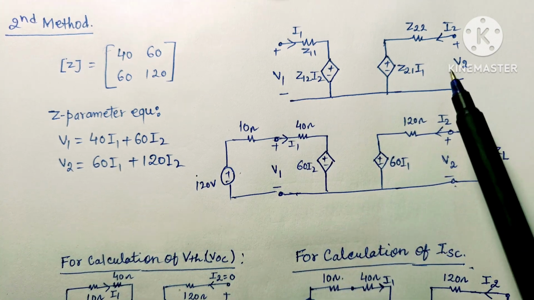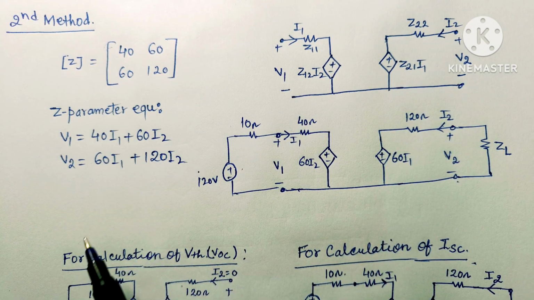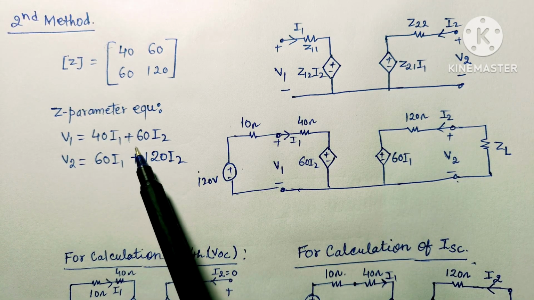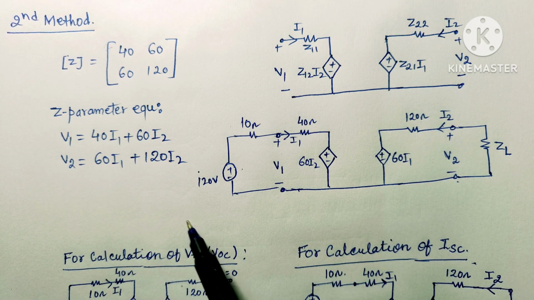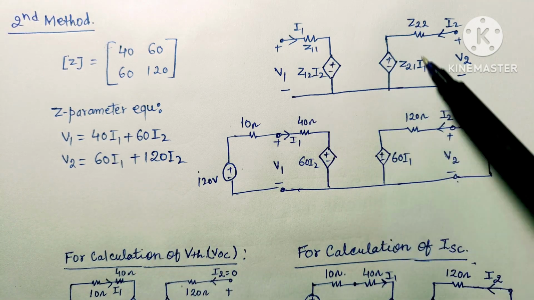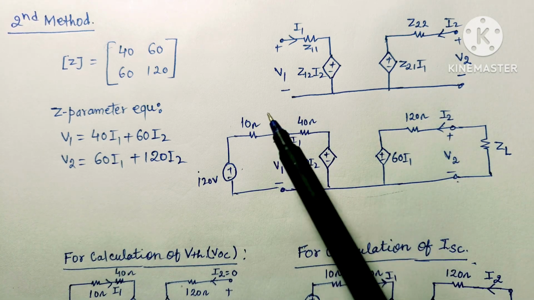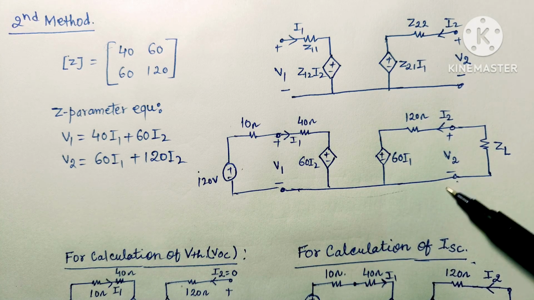The voltage of the two-port network is V1. Now we know that if the Z parameters are given, then we can write the equations in this form: V1 is equal to Z11 into I1 plus Z12 I2, and V2 is equal to Z21 I1 plus Z22 I2. Now put these values in this type of circuit, and here we get this circuit, as these values are given in our question, and here is the load connected to the output port.